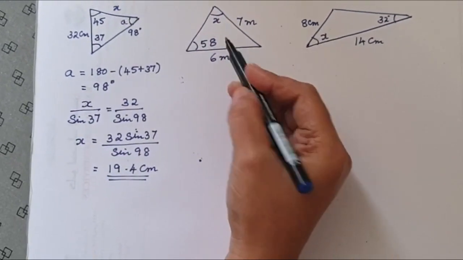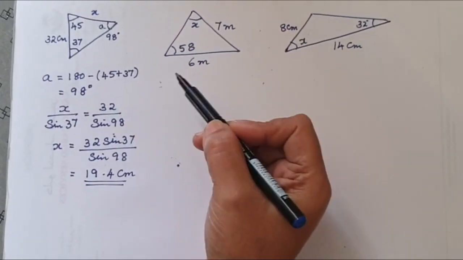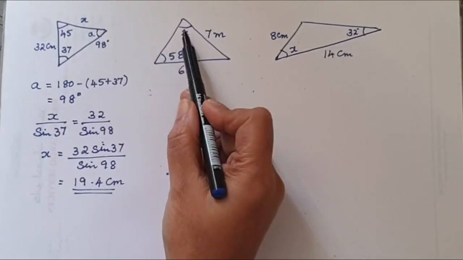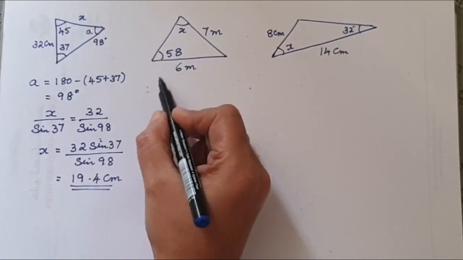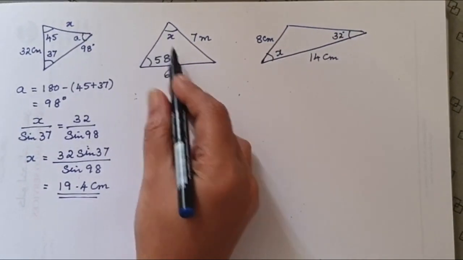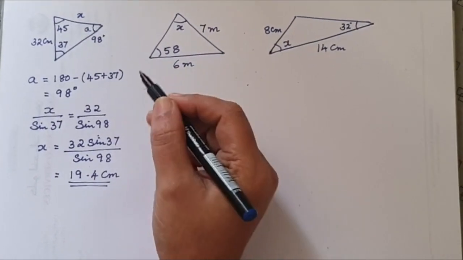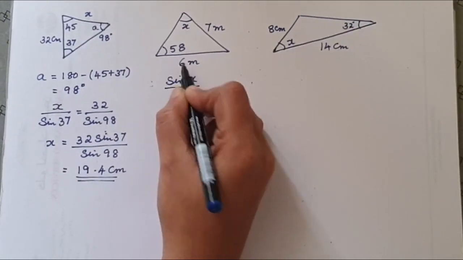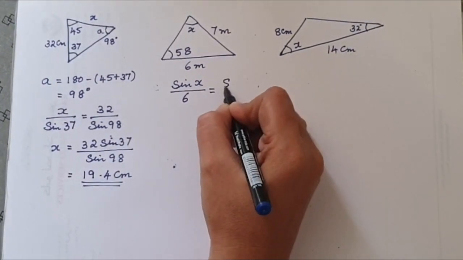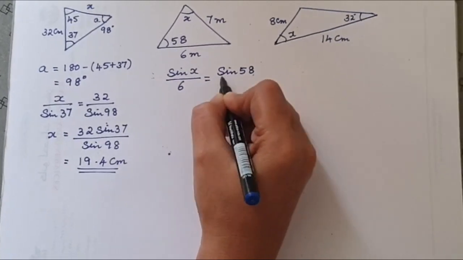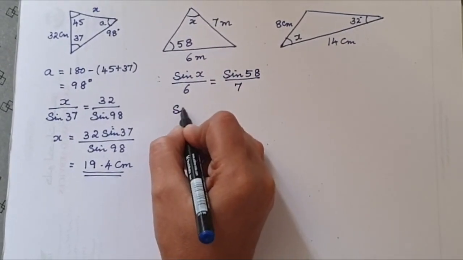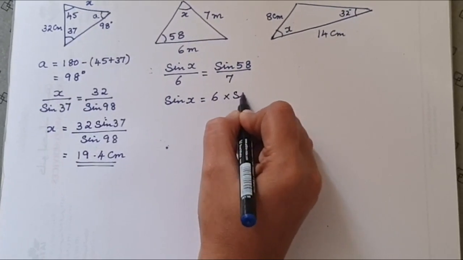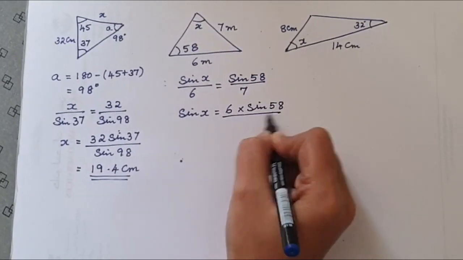Now here we are going to find the angle in this question. Till now in the first two questions we found the sides. Now in these two questions you will be finding the angle. The same way, now the unknown value is the angle. So let us write the angle on top, that is x. Here also we have the opposite, corresponding sides. So now sin x over 6 will be equal to sin 58 over 7. So sin x will be equal to 6, cross multiplied, 6 times sin 58 divided by 7.